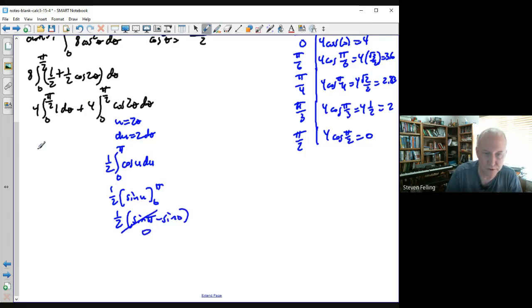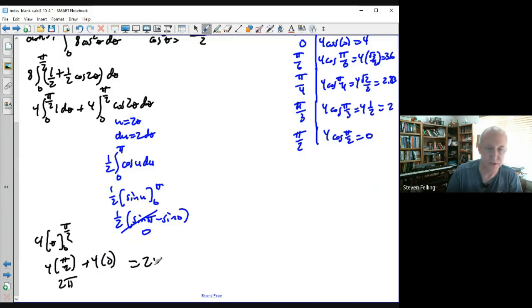So we end up with the outer integral being 4 times the antiderivative of this, which is just the angle, from 0 to pi over 2. That would be 4 times pi over 2, or just 2 pi, all right? And then plus 4 times 0, so the whole thing ends up being 2 pi.